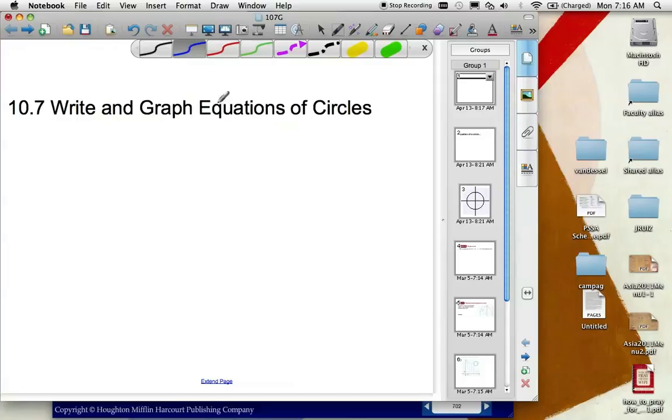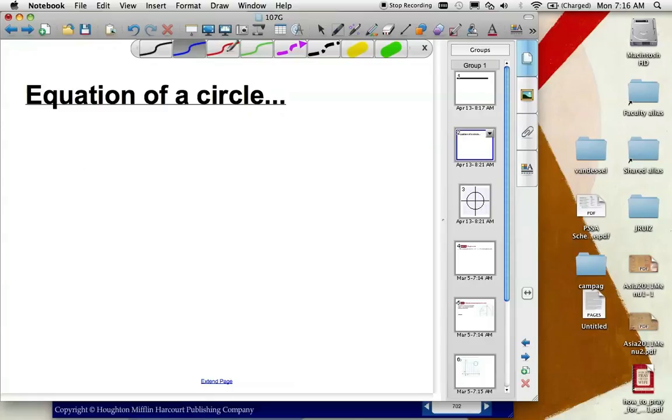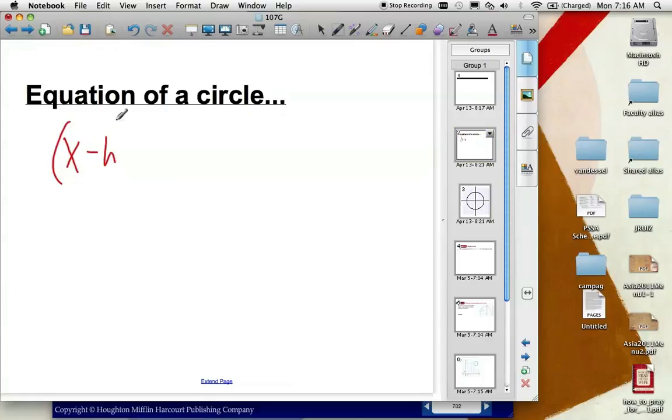So set 10.7, you graph equations of a circle. If you understand the concepts, the problems are actually pretty straightforward. So equation of a circle, let's get right to it. It looks like this. It looks really fancy. It's not. So (x minus h) squared plus (y minus k) squared equals r squared. Basically, to get the equation, you need h, k, and r.